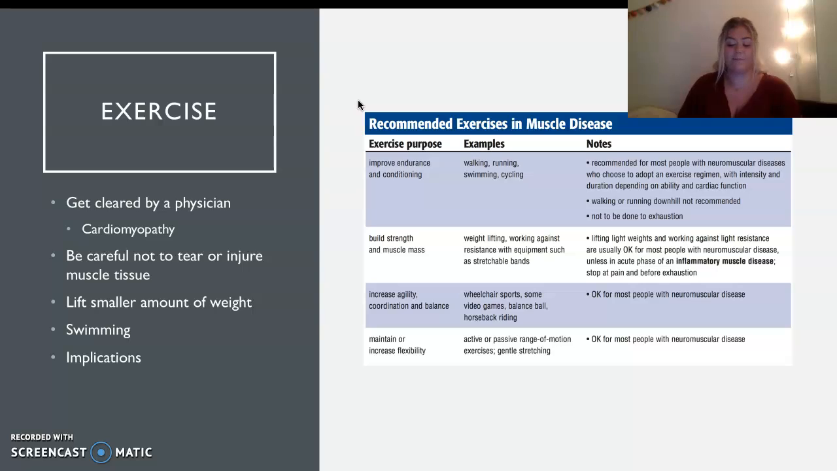So when it comes to exercise and muscular dystrophy, it is important to always be cleared by a physician first for many reasons, but especially since muscular dystrophy is so highly correlated with heart problems, specifically cardiomyopathy. And once cleared, light exercise can be extremely beneficial, as I said.